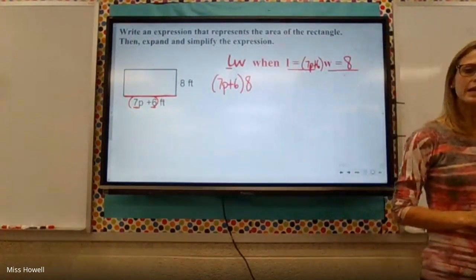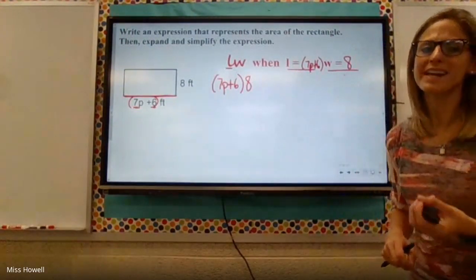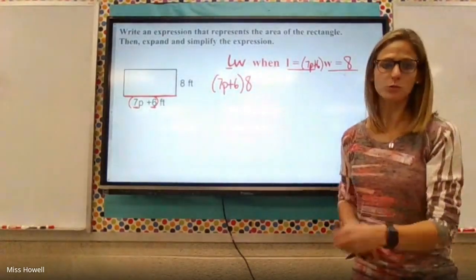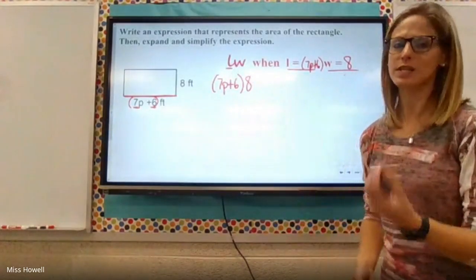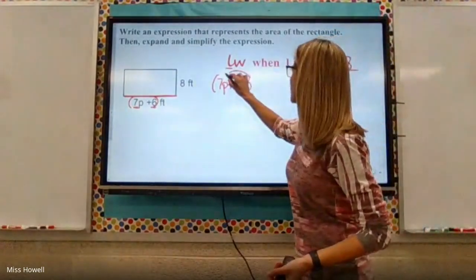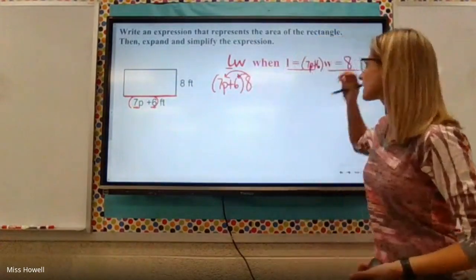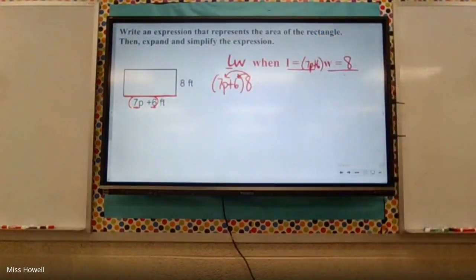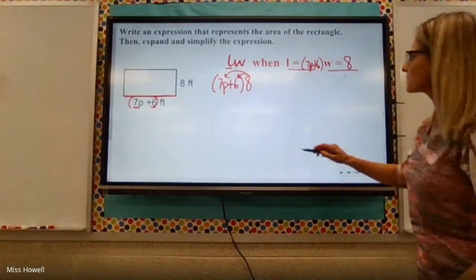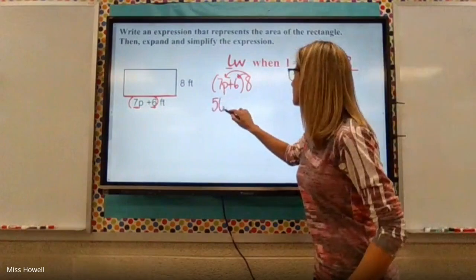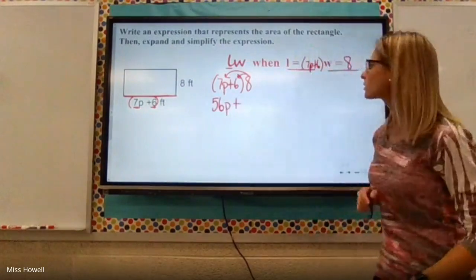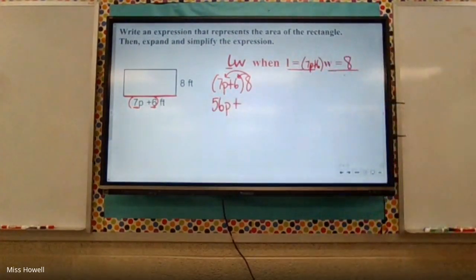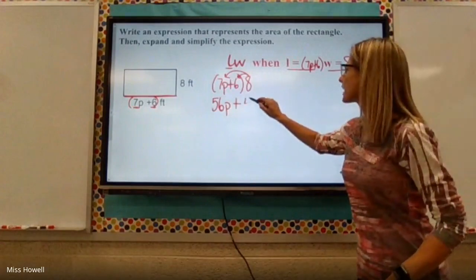And then once we get here, it wants us to write the expression in its simplest version, which would mean I have to expand using the distributive property. Right, so 8 times 7p and 8 times 6 would be our next parts of the process. 8 times 7p would give us a 56p to the first. Bring down your plus. 8 times 6 would give us a 48.